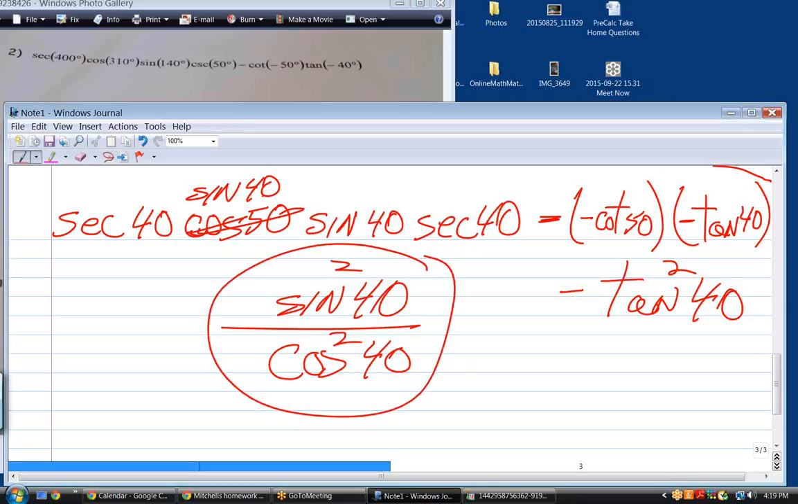What's this equal to? Tangent squared 40. So what's our answer? It'd be 0.